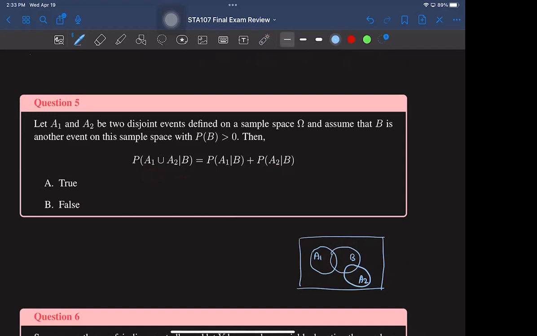Can you show how to prove this without Venn diagram? Yes. So we start with the left-hand side. We will expand the left-hand side.